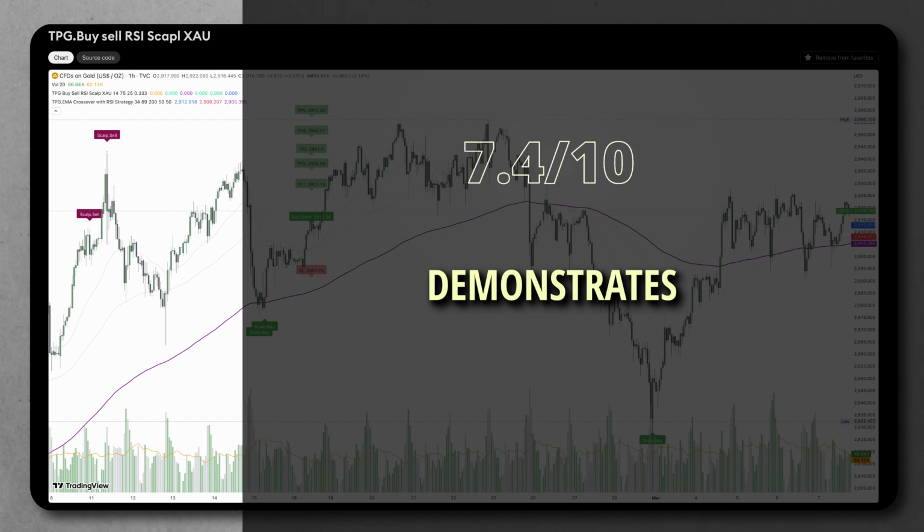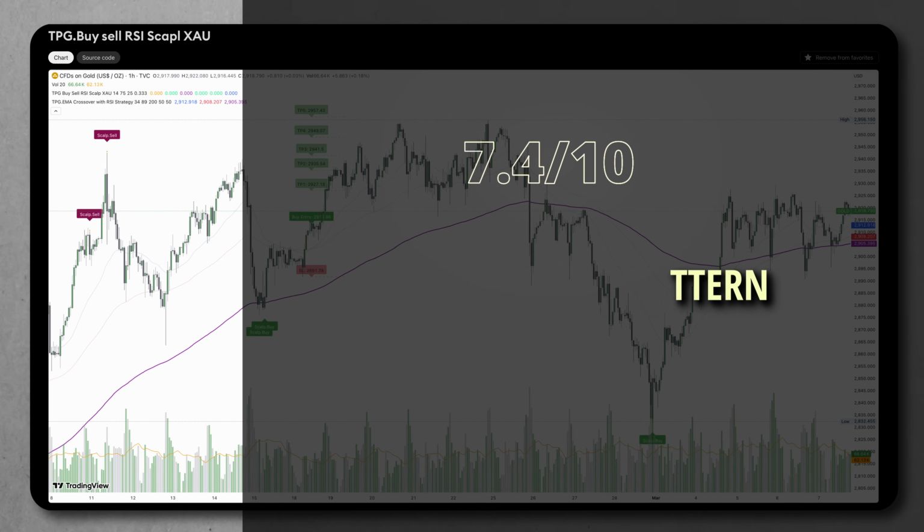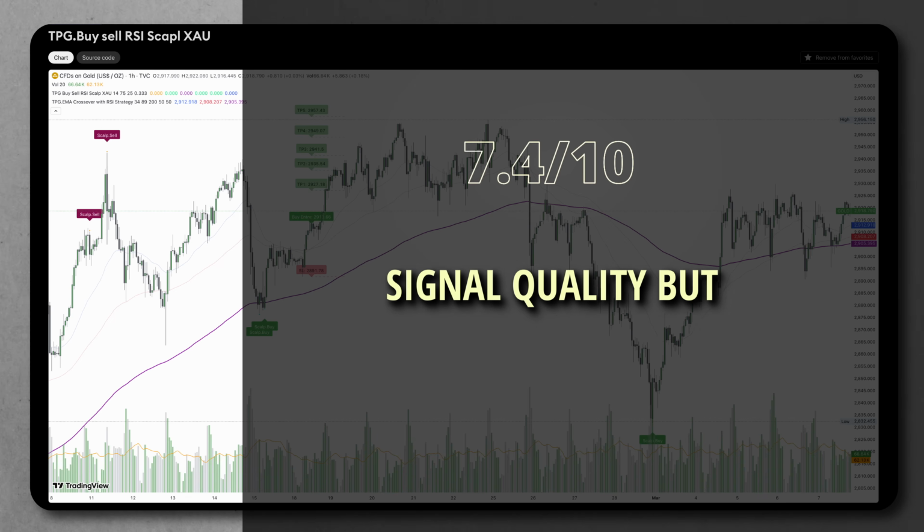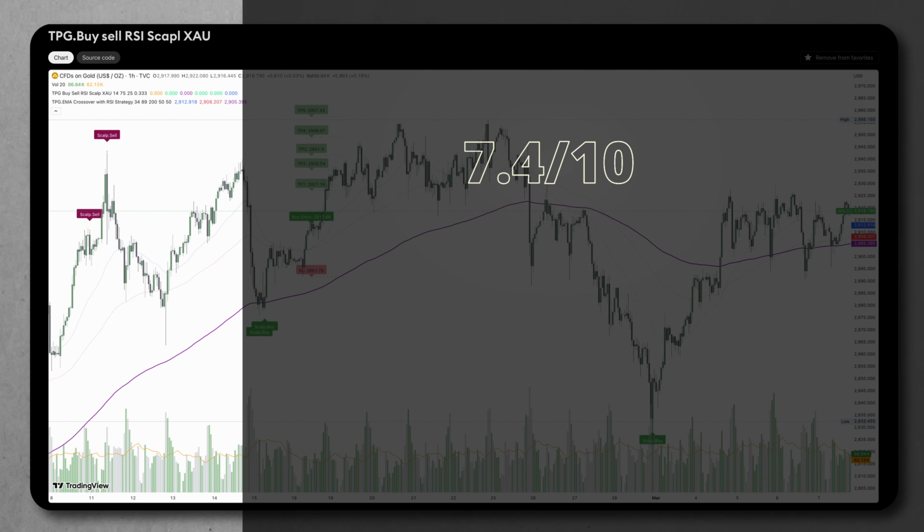The indicator demonstrates thoughtful integration of momentum and pattern analysis, though its counter-trend approach carries inherent risks during strong trending periods. The combination methodology adds signal quality, but may reduce frequency, requiring patience for optimal entry opportunities.